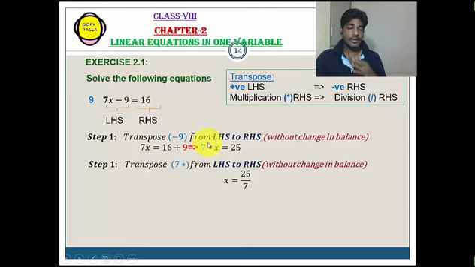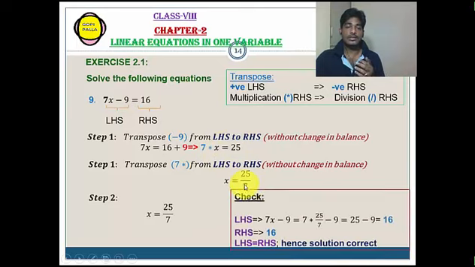So we should eliminate 7, so we should divide using the transpose of 7. We should divide by 7. 7x means if you move from 7 multiplication into x, that side, left hand to right hand side, multiplication will become division, so 25 by 7. So that is the answer.